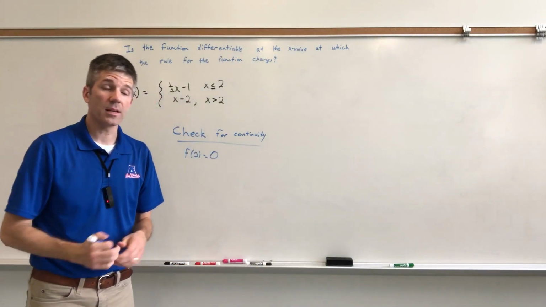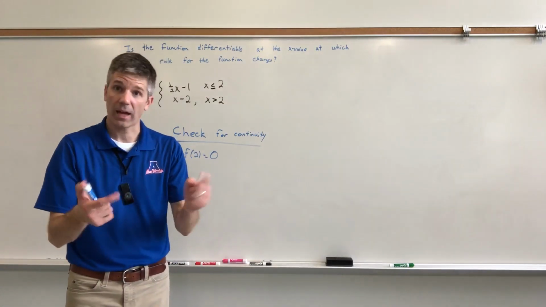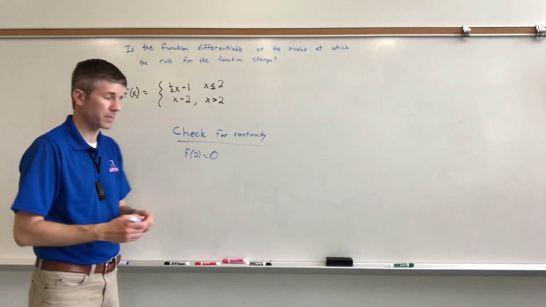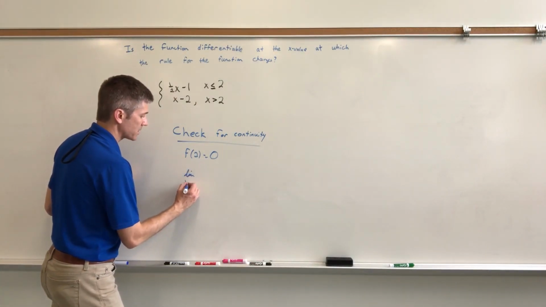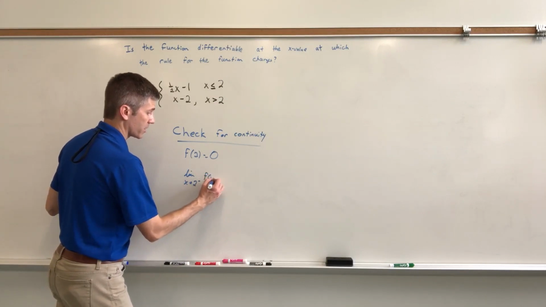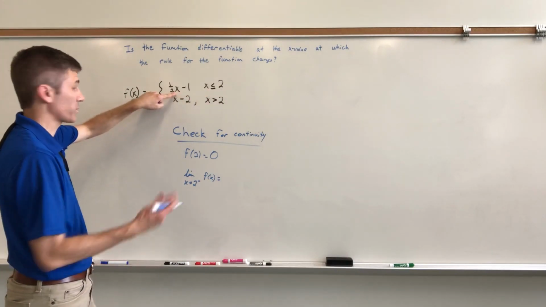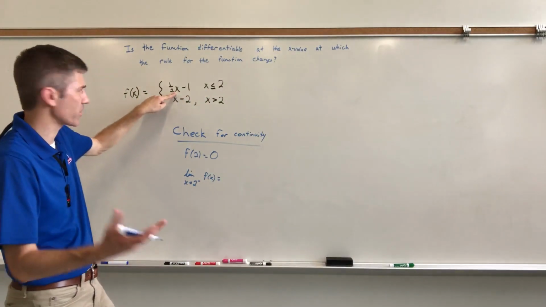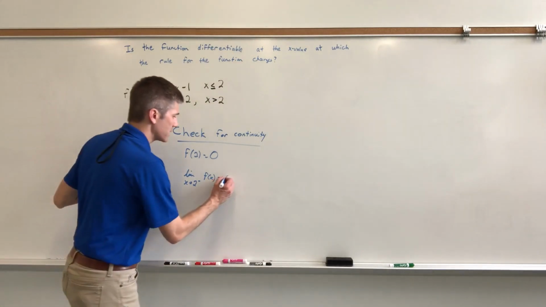I also need the limit to exist as we approach 2 from the left and the right. They have to match up. That's what it means when a limit exists. So the limit as x approaches 2 from the left of our function: if I approach 2 from the left, I'm dealing with this piece. We'd plug a 2 right here. 1/2 times 2 minus 1 would give me 0.